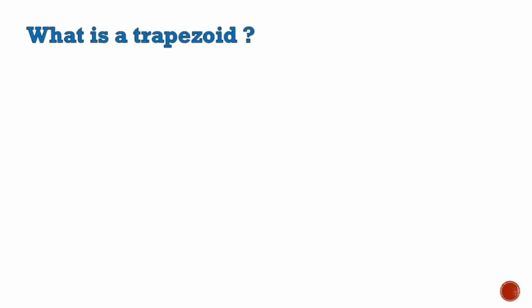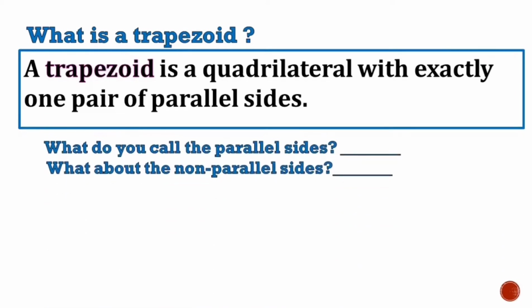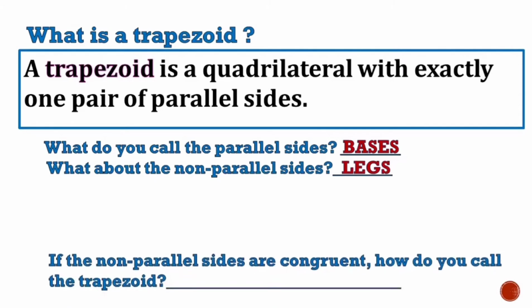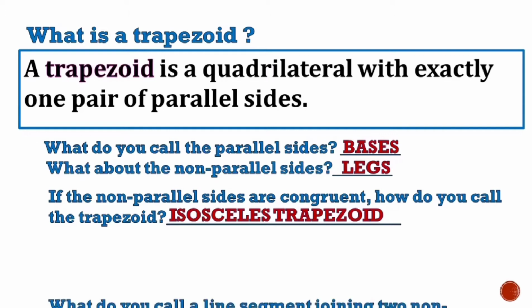What is a trapezoid? A trapezoid is a quadrilateral with exactly one pair of parallel sides. What do you call the parallel sides? What about the non-parallel sides? So the parallel sides are called the bases, while the non-parallel sides are called the legs. If the non-parallel sides or the legs are congruent, how do you call the trapezoid? It is called an isosceles trapezoid.